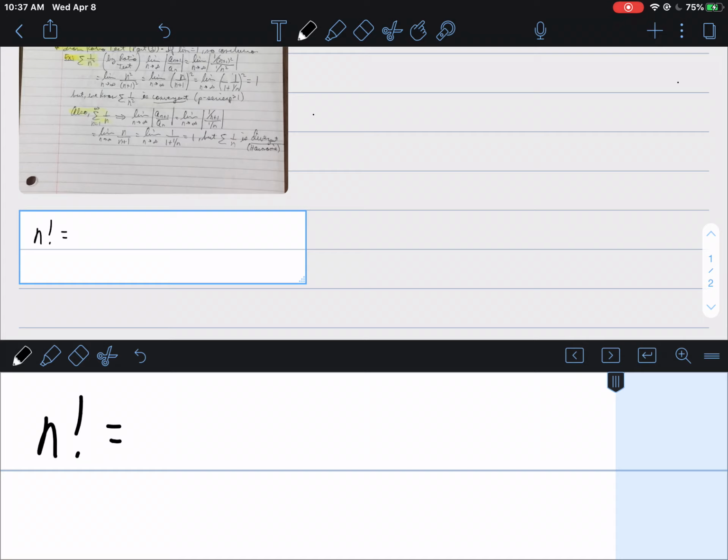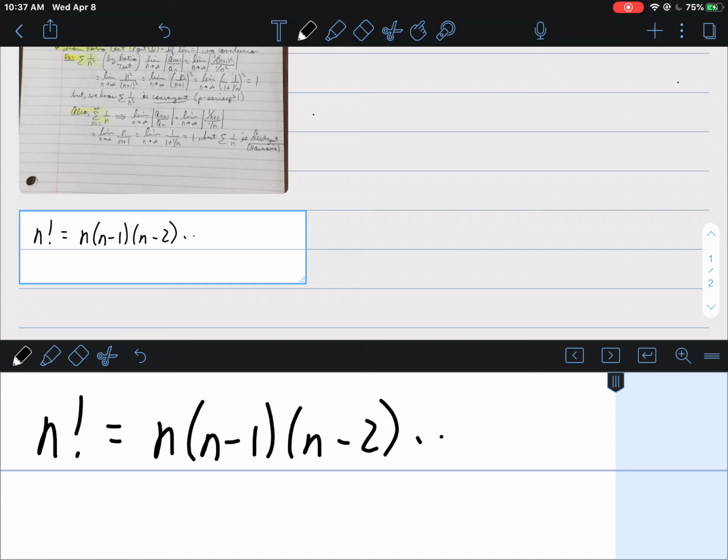It means I'm multiplying 1 times 2 times 3 times 4 times 5 until I hit n. Or if we do that in reverse, how about I multiply n times n minus 1 times n minus 2, right? We just decrease by 1 until we get down to 1. That's n factorial. All right?